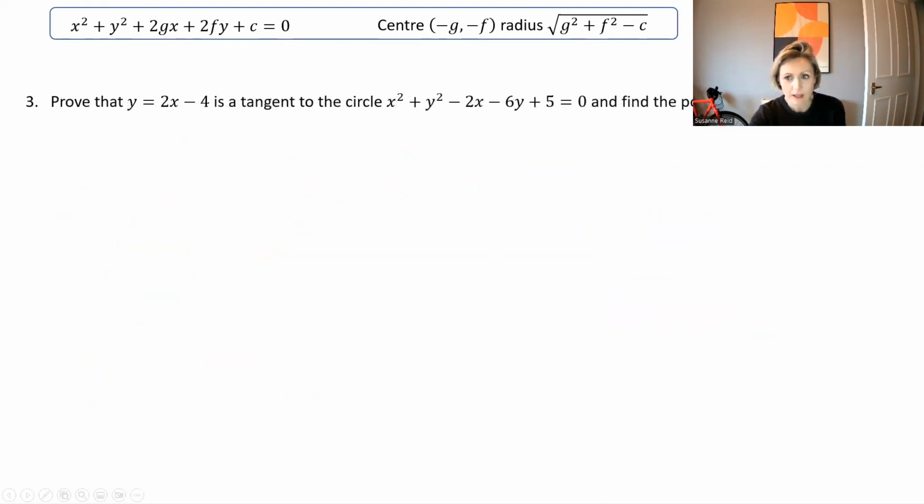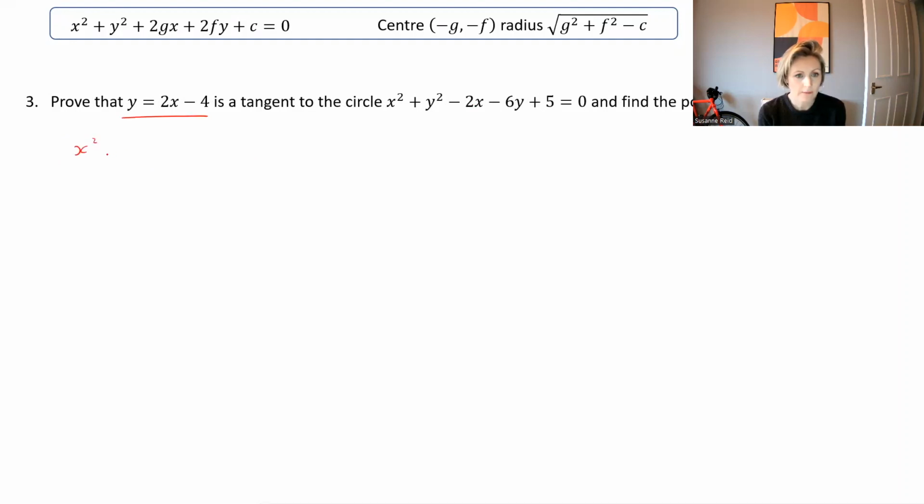Okay, next one. So prove that this line is a tangent to the circle, and then find the point of contact. Okay, so first thing is to prove it's a tangent. So let's sub it in and then see where we get. So let's rewrite our circle equation, substituting in 2x minus 4 for the y.